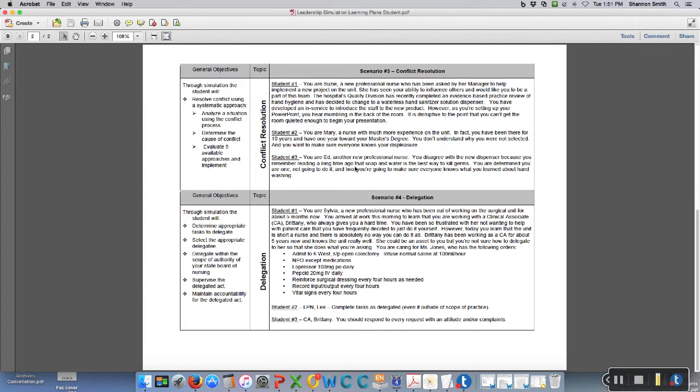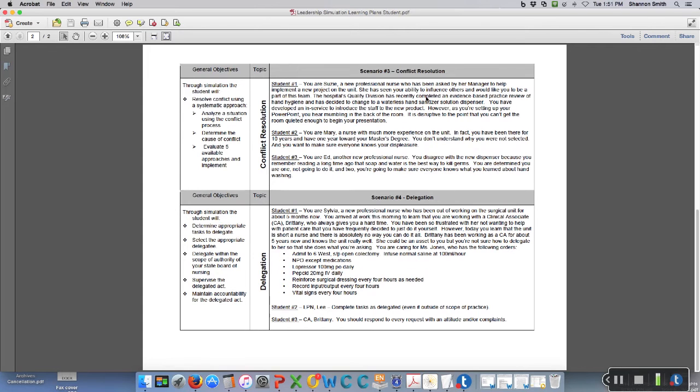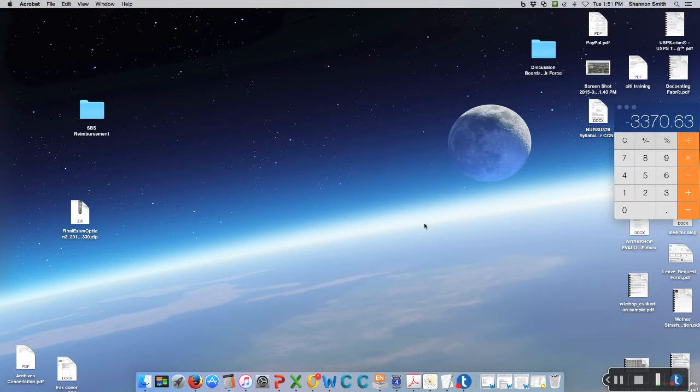And take a look at these other three scenarios. The first one was patient safety, then there's problem solving, conflict resolution, and delegation. And these are all topics that are discussed in this course, and so you should feel somewhat comfortable with them.